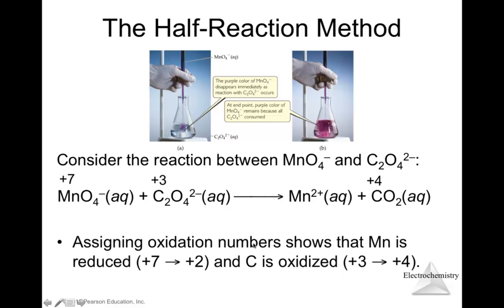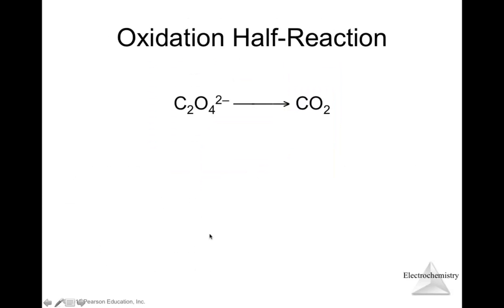So assigning oxidation numbers shows that manganese is reduced from +7 to +2, and the carbon is oxidized from +3 to +4. So manganese, permanganate, is the oxidizing agent, while the oxalate is the reducing agent. So let's work first with this half reaction, and let's balance this half reaction.